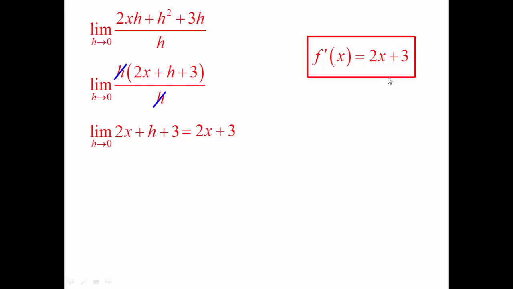Notice I'm not just stopping here and circling this and calling that my answer. I am restating my answer as f prime of x equals 2x plus 3. We've now gotten to the level of mathematics where notation is crucial. If you're not using proper notation and labeling things as they should be labeled, I'm not going to know what it is you're trying to communicate, and I'm just going to mark it wrong because you're not communicating effectively. When I'm labeling a derivative, I should use the prime notation.